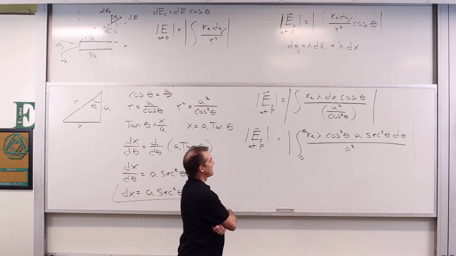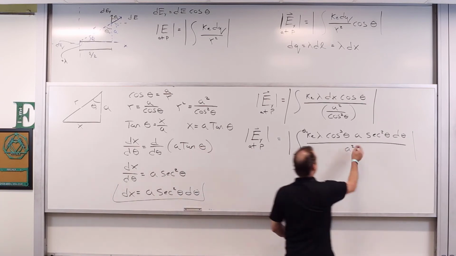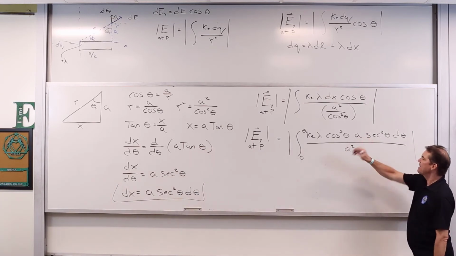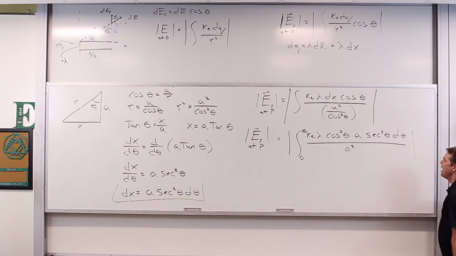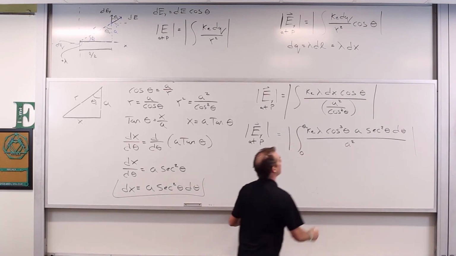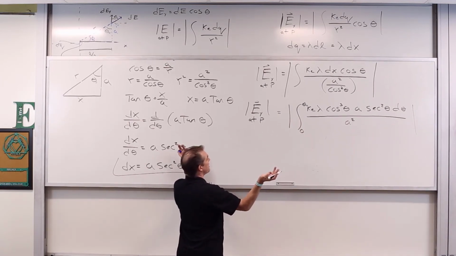So what do we get out of this? Well, a factor of a cancels out down here. That's great. K sub e and lambda, those are just constants. And then we've got cosine cubed theta times secant squared theta. What's secant? That's right, secant's 1 over cosine. So secant squared is 1 over cosine squared theta. So we've got cosine cubed theta divided by cosine squared theta. It's just cosine theta. Whew, that was a mouthful. But this is what it all reduces down into.